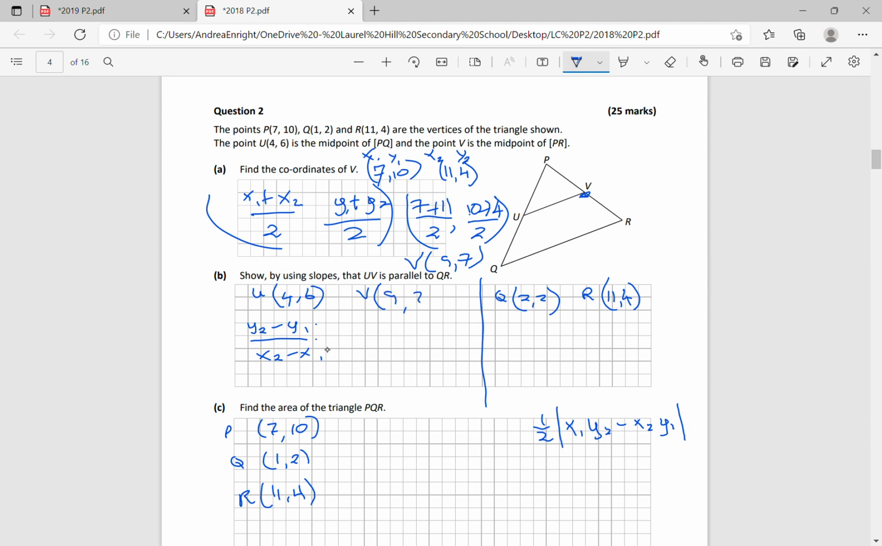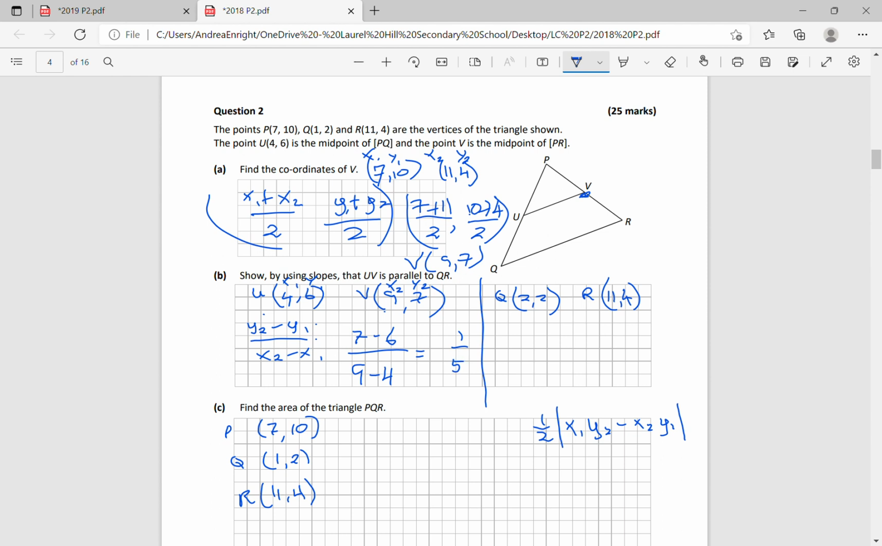Okay, so in the next part they said show by using slopes that UV is parallel to QR. So parallel lines have the same slope. So if you get the slope of line UV, so U and V and the slope formula, so we call this x1, y1, x2, y2. So it's 7 minus 6 all over 9 minus 4. Into the calculator with that, that'd be 1 all over 5.